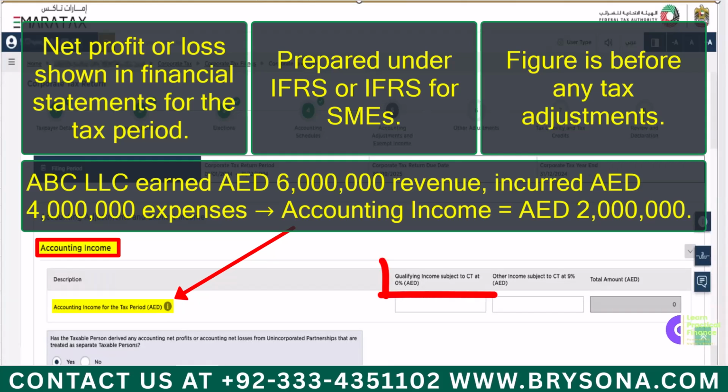You can see there are two columns. The first one is qualifying income subject to CT at 0%, and the second column is other income subject to CT at 9%. In the first column, you have to paste the accounting income which is non taxable, and in the second column, you have to paste the accounting income which is subject to 9% tax. As per the accounting example, we have to segregate 2 million accounting income between these two columns as per criteria.